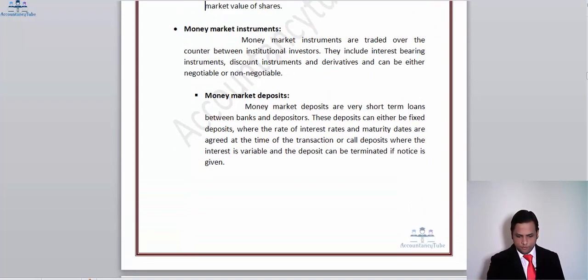Then we have money market instruments. Now, money market instruments are traded over the counter between institutional investors. They include interest-bearing instruments, discount instruments, and derivatives, and can be either negotiable or non-negotiable. Money market instruments are basically traded between financial institutions, and can also be traded between investors. They can either be negotiable or non-negotiable. It's best to invest in an instrument which you can sell and buy easily in the market. So the tradable instruments are most popular among the investors.